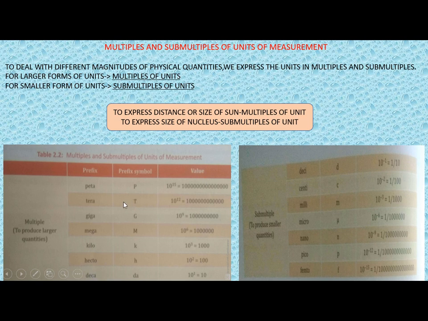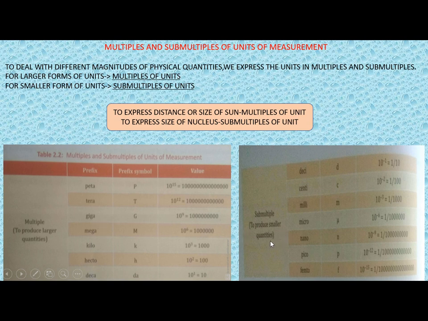Here you can see the tables having multiples and submultiples of units of measurement. So we will read them one by one. Multiples are used to represent larger quantities. Some of the multiples are peta, tera, giga, mega, kilo, hecto, deca. Here the symbols are also given and what value they represent. Like peta represents 10 to the power of 15. Tera represents 10 to the power of 12. These prefixes can be used along with any other units of measurement.